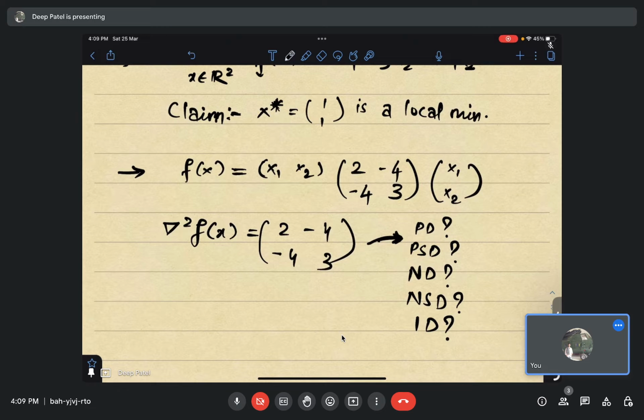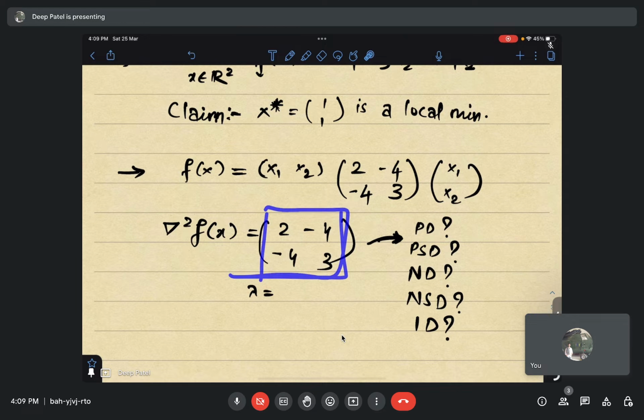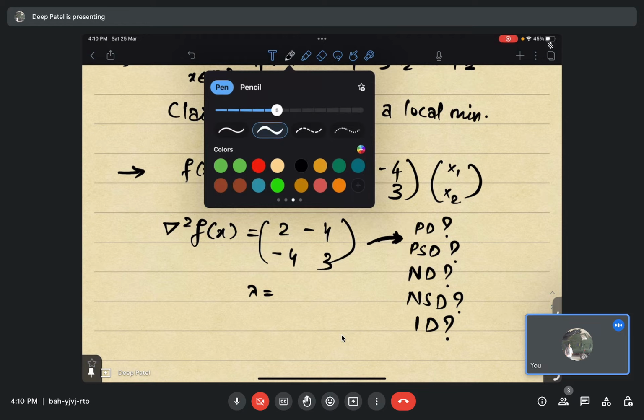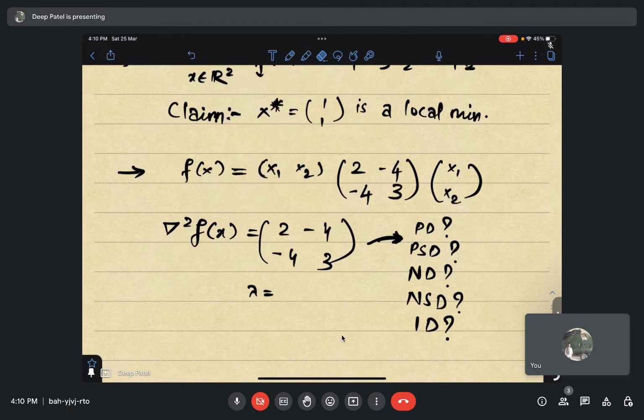Why do you say that? By Sylvester's criterion. So what do you do in that case? You take the first one, 2, which is positive, and then the determinant, 6 plus 8, which is 14. Positive. So all the lambdas are not zero, they are positive.